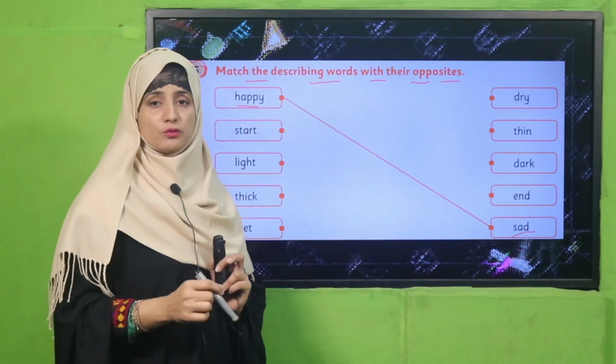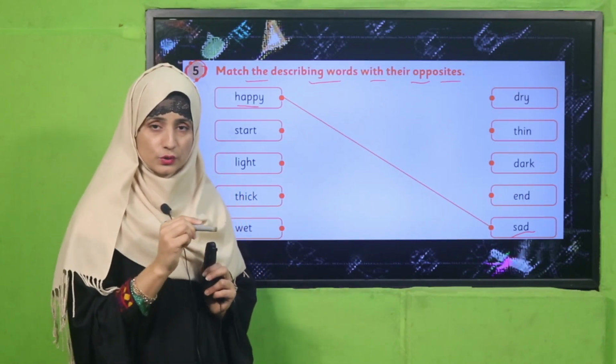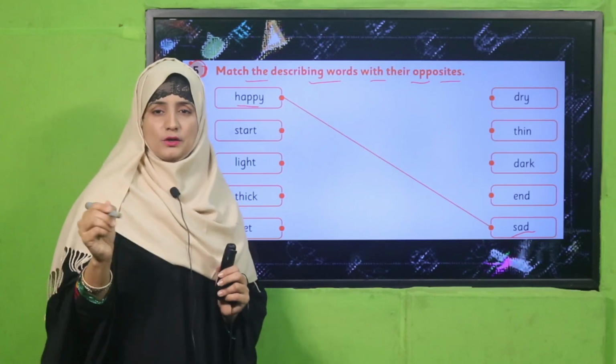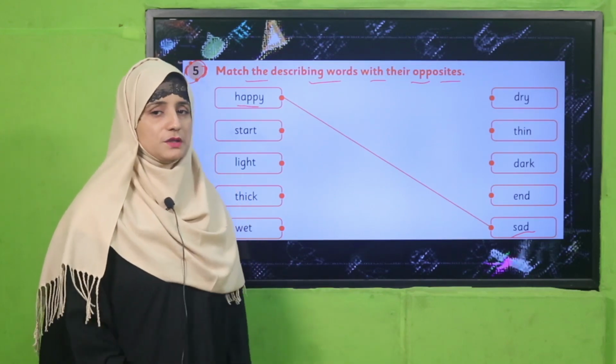So in this way you have to match, but keep in mind, for matching you have to use a scale. No need to use your hand. Okay, straight lines you have to draw. So pause the video and perform this activity in your class.